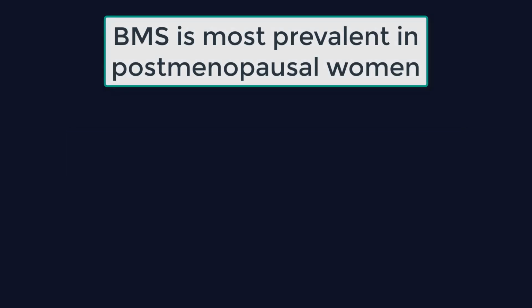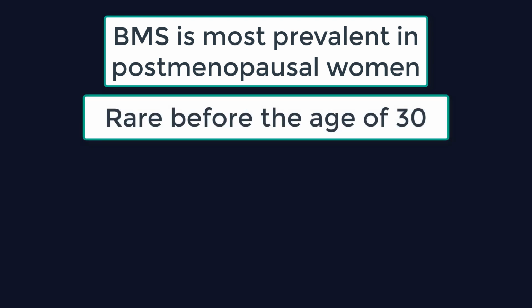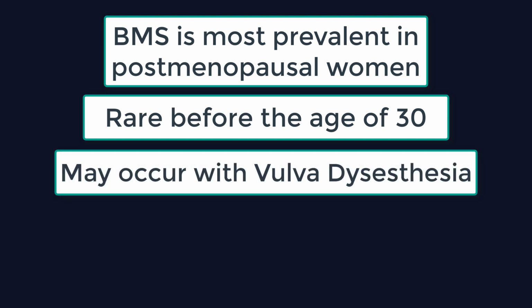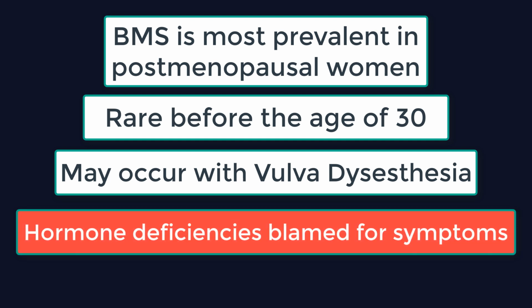Next association to talk about is menopause. It has been documented that by far, till date, BMS occurs more in females of postmenopausal age, up to about 40%, and is rare before 30 years of age. Postmenopausal women are also more likely to have other burning pain conditions like vulvodynia, and hormone alterations in this population have been blamed to induce these neuropathic mechanisms.